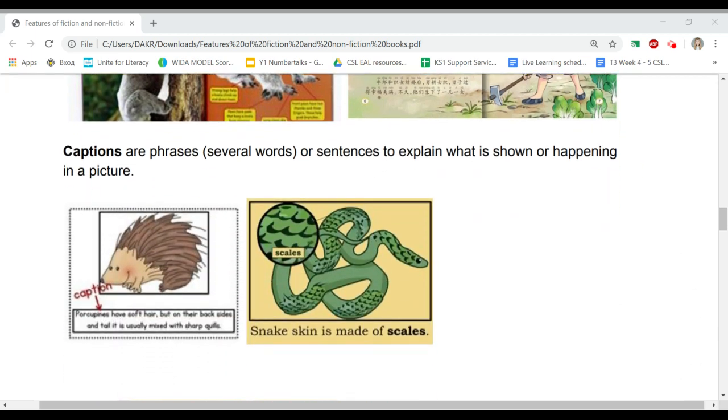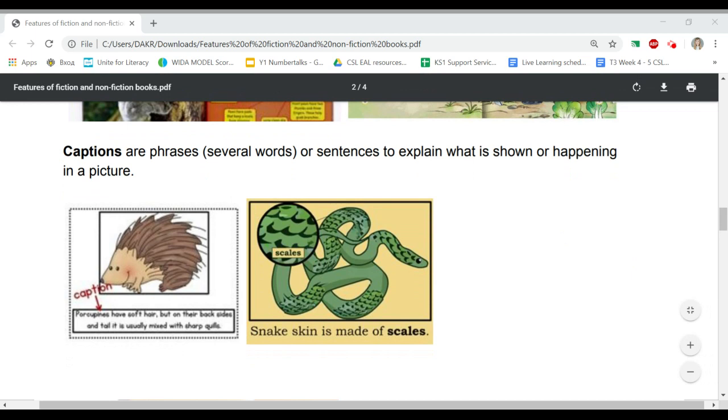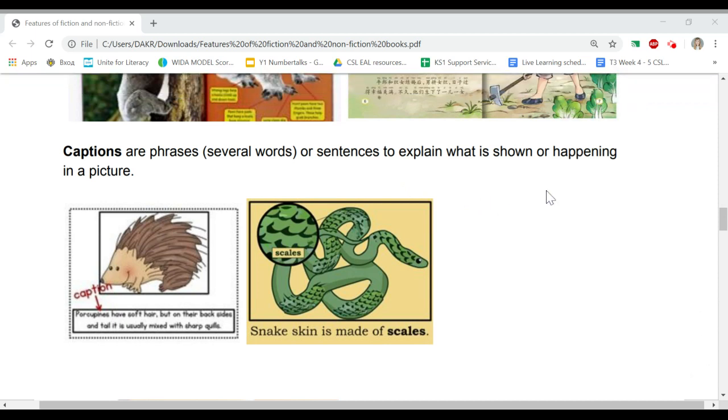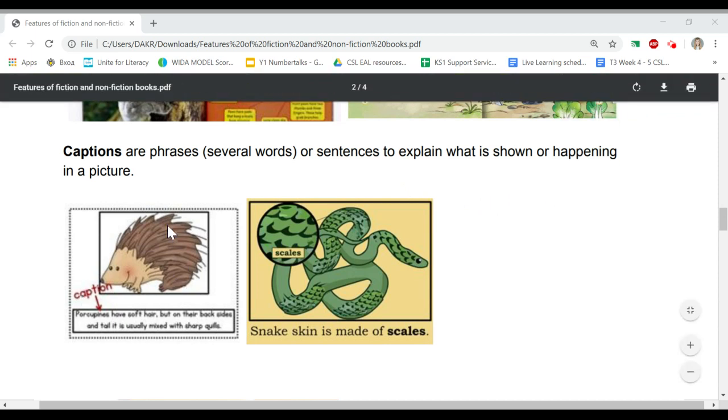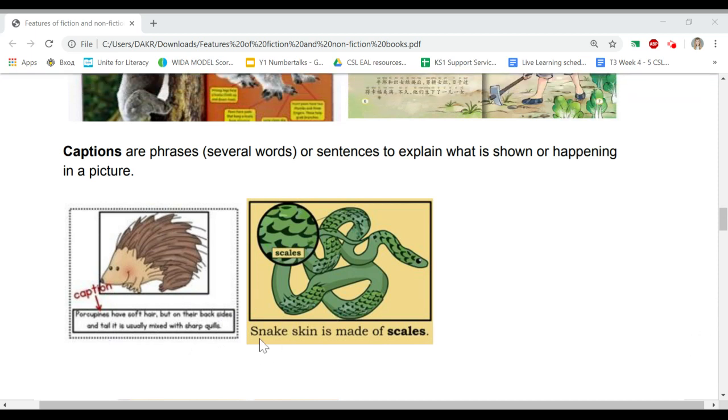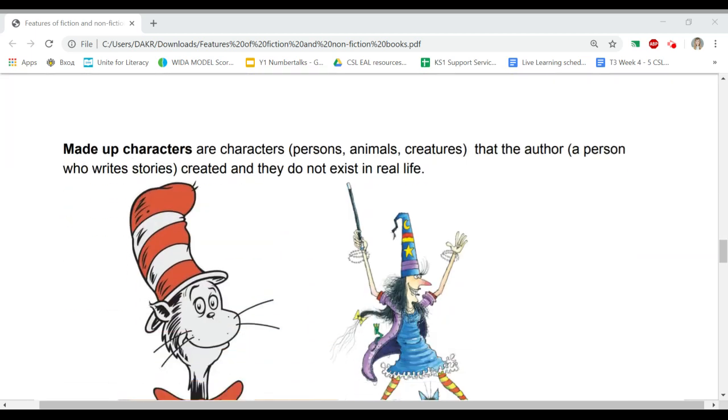The next one is captions. Captions are phrases, several words or sentences to explain what is shown or what's happening in a picture. Here is a caption of a hedgehog, and you can see the caption is right below it. Another example of caption is here. Snake skins made of scales. And that's the picture. So that's the caption. There's a little sentence underneath the picture.